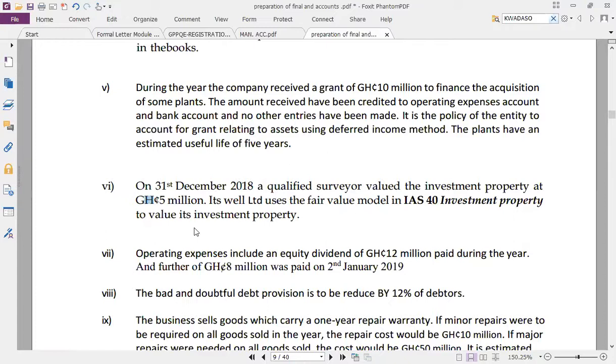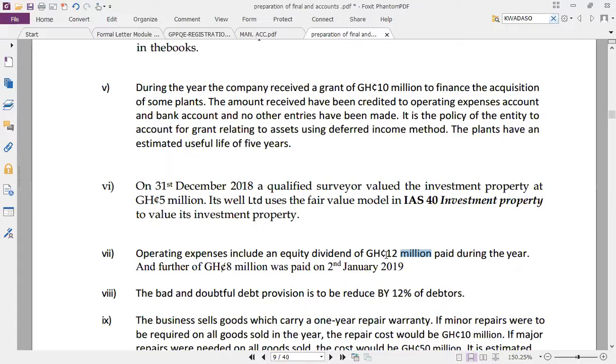Operating expenses include an equity dividend of 12 million. So they've paid a dividend of 12 million and they have recorded it in what? Operating expenses. So is that the right treatment? That dividend must be part of our operating cost? No, dividend is not part of the operating cost. Instead, it must be reported at what? The retained earnings. That's the change in equity.